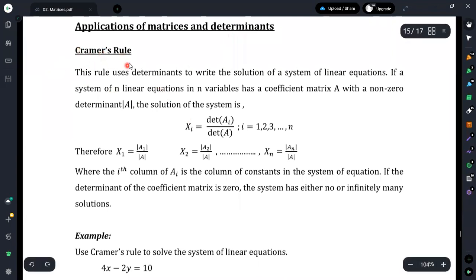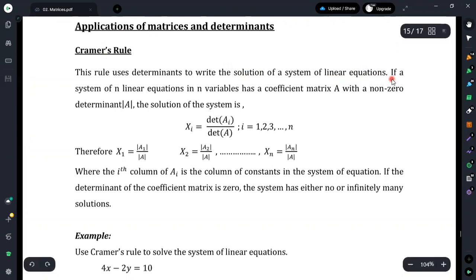If you have a system of linear equations, you all know what a system of linear equations is. It is actually a set of equations where the variables have power 1. Therefore, we can apply Cramer's rule to find the solutions for such a system.